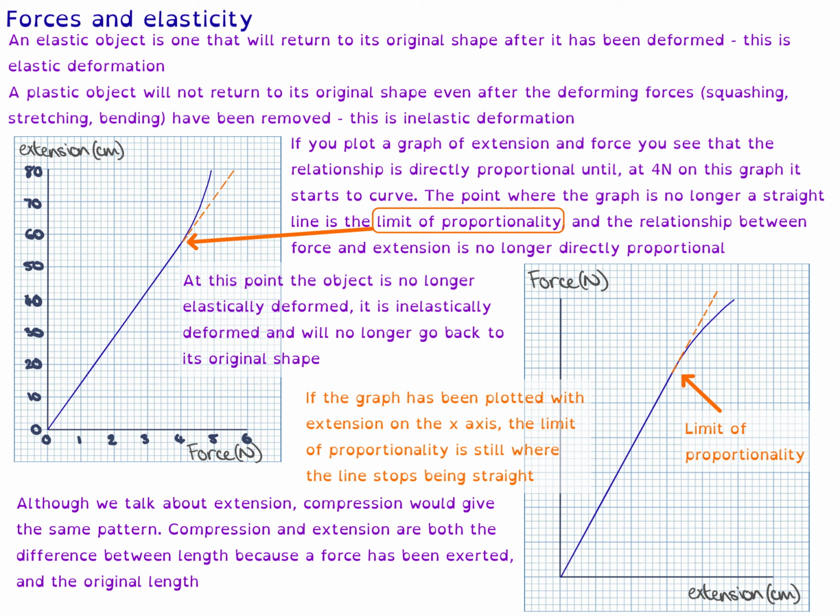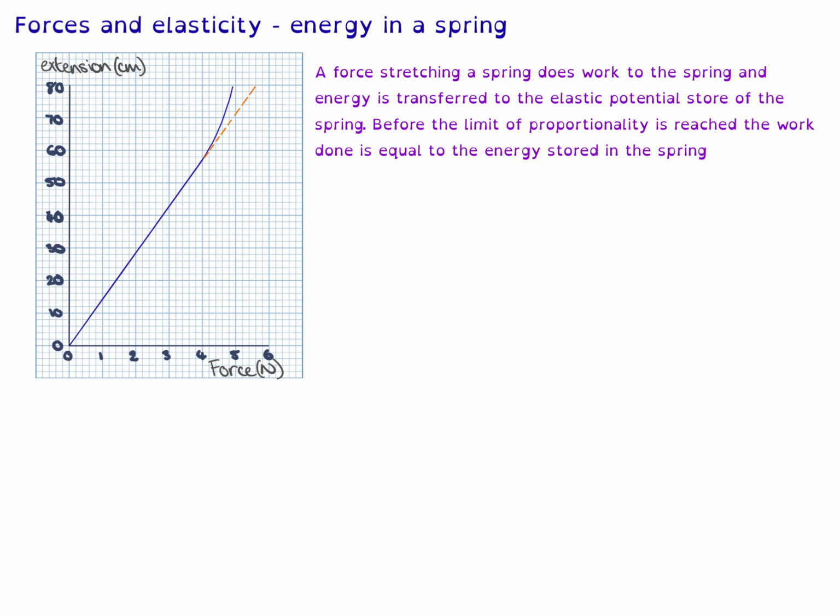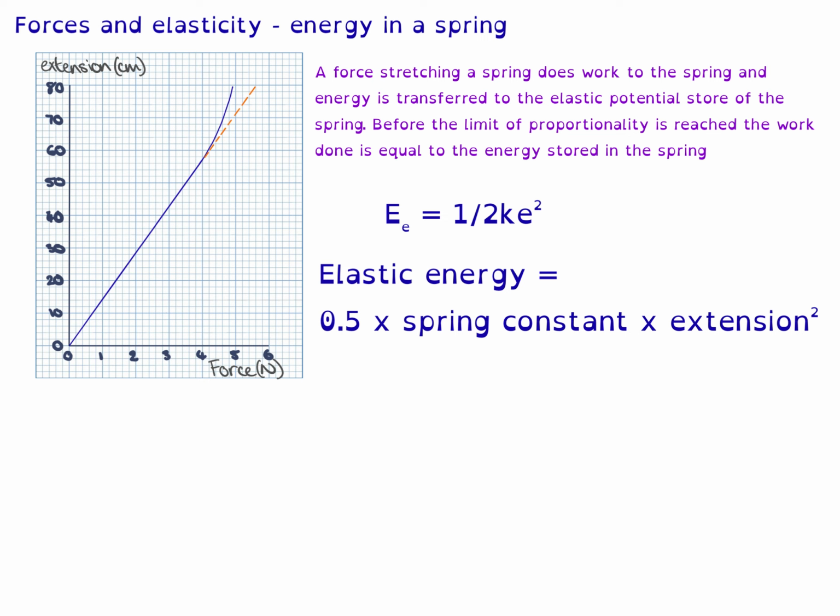This is because compression and extension are both the difference between the length because a force has been exerted and the original length. A force stretching a spring does work to the spring, and energy is transferred to the elastic potential store of the spring. Before the limit of proportionality is reached, the work done is equal to the energy stored in the spring. That's calculated using the following equation. Ee equals a half ke squared, or elastic energy equals 0.5 multiplied by the spring constant multiplied by the extension squared. The units are, for Ee, elastic energy is the joule. The spring constant, k, that's the newton per metre, and extension is in metres.